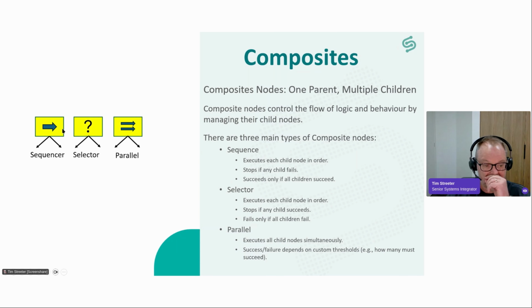There are three main types. The sequence, or sequencer, executes each step in order, stops if any one of them fails, and only succeeds if all children succeed, so kind of like an AND. A selector steps through each child node in order, stops if a child succeeds, and fails only if all children fail. It's a bit like an OR, so anyone has to pass before it succeeds. Parallel executes all children simultaneously. Success and failure depend on custom thresholds, like how many have succeeded, how many failed, all failed or succeeded, any failed, any succeeded.